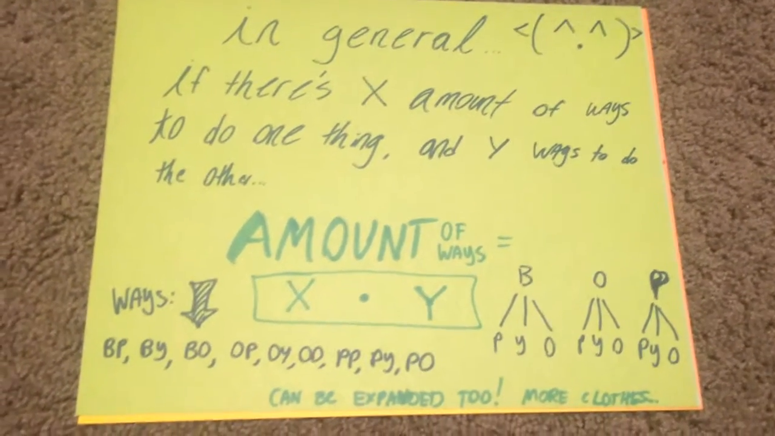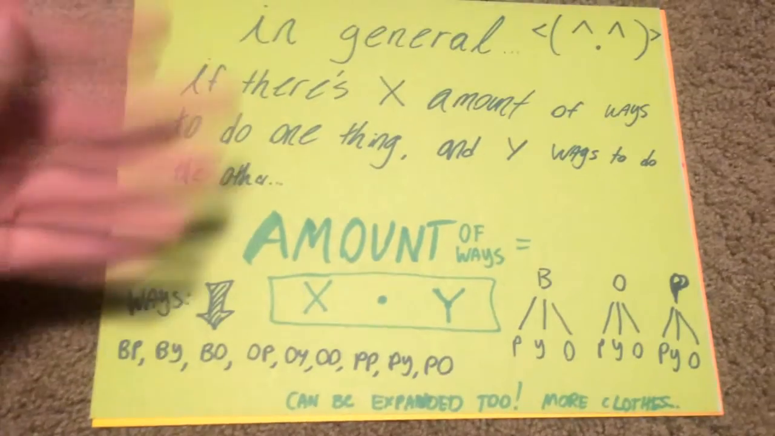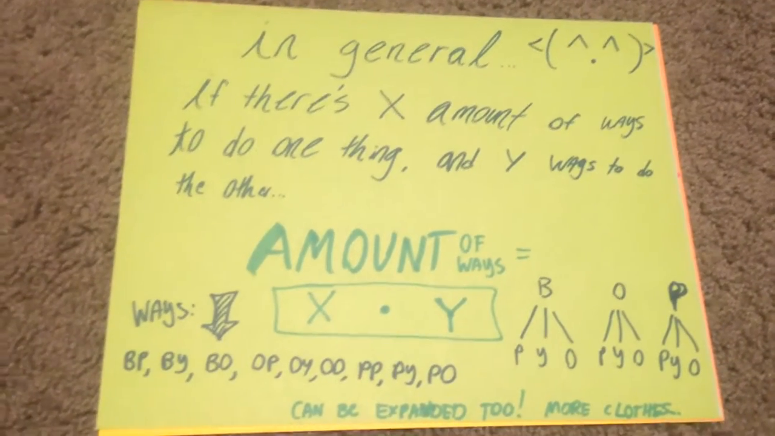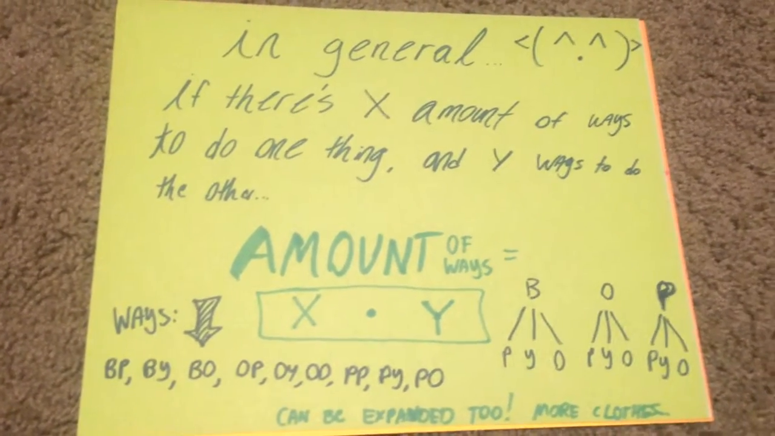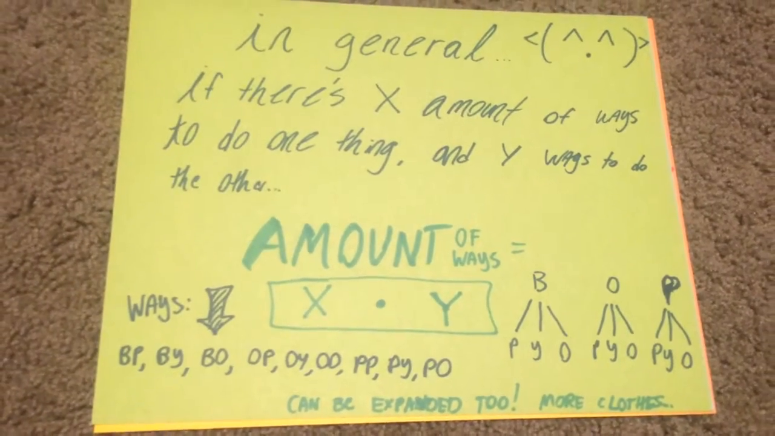So let's say there were more different clothing items you're trying to pick. Just do X, Y, Z, A, B, C, any number of ways. Just multiply the amount of each one and you'll get the amount of different ways that you can combine them.